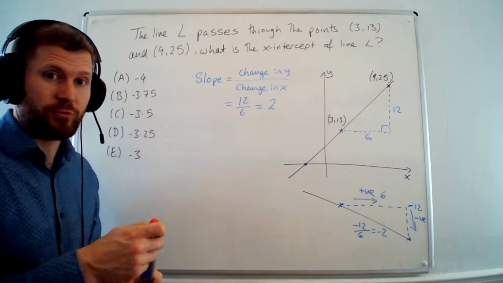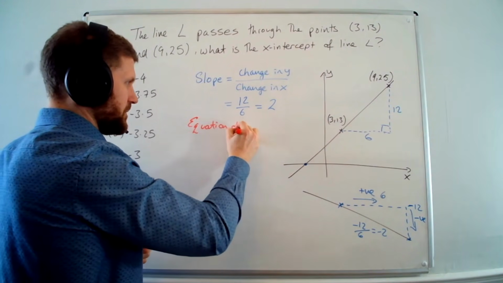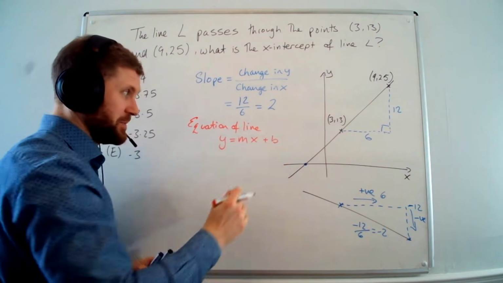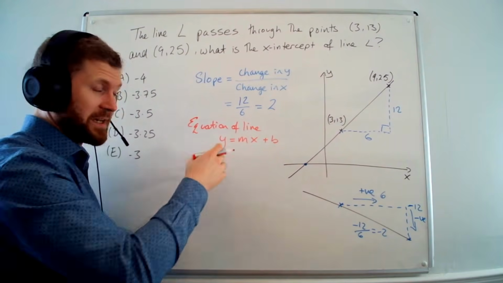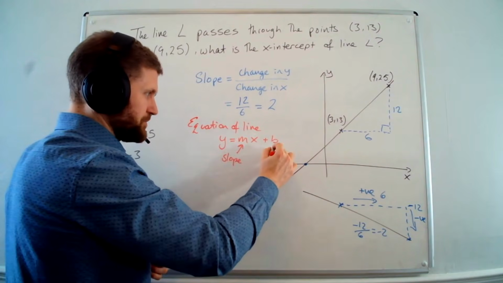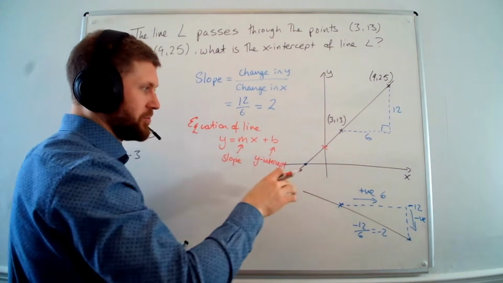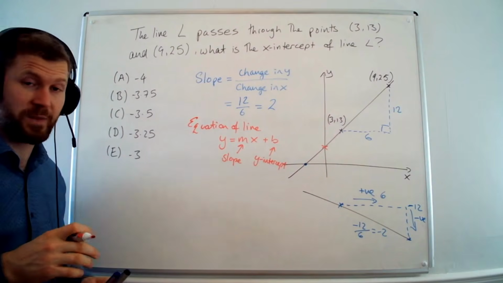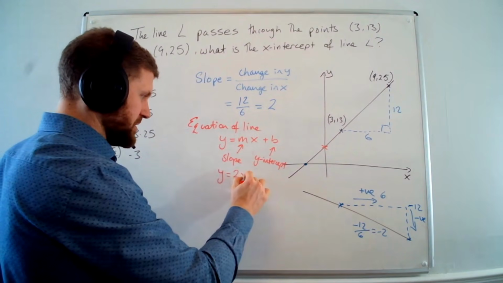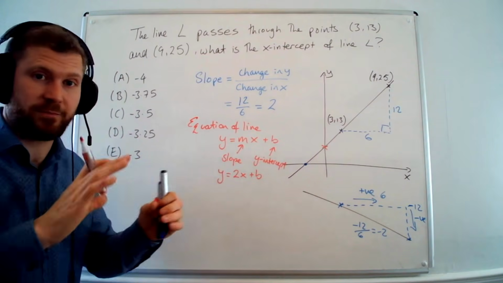Right, so now that I've found the slope, the next bit I'm going to go and look for is what's the equation of the line. So the general equation of a line is this y equals mx plus b setup, where the y and the x represent the coordinates at one point of a line, the m is the slope, and b is the y-intercept, or the y-coordinate of where this line crosses the y-axis. Now, in this case, we found the slope, that's 2, so I can put that into this equation, y equals 2x plus b.